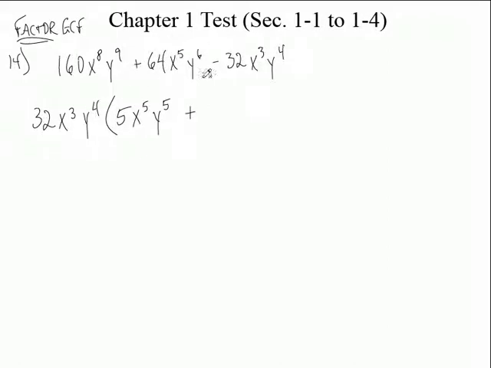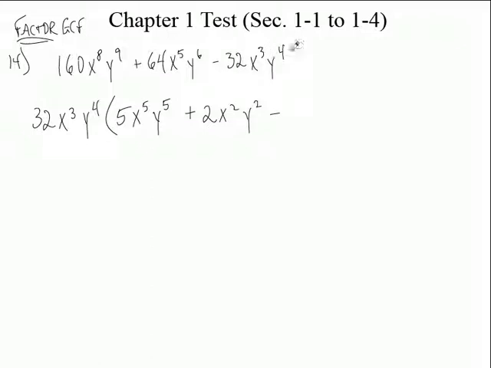Let's take this second term and divide it by this greatest common factor. So 64 divided by 32 is 2. X to the 5th divided by x cubed is x squared. Y to the 6th divided by y to the 4th is y squared. That's that one. The next sign is minus.